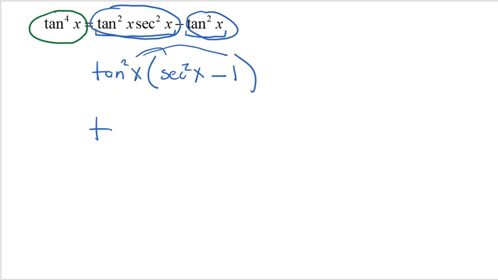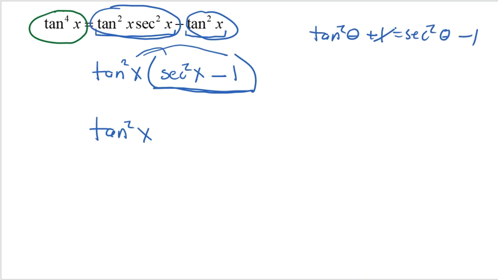But what's beautiful is, check this out. Anytime you see a square with a 1, you should instantly recognize Pythagorean identities. Secant squared minus 1 is tangent squared. If you really need help with this, just remember the identity: tangent squared plus 1 equals secant squared. And if I subtract that 1 over, I get that secant squared minus 1 is tangent squared. So I can replace the secant squared minus 1 with tangent squared.